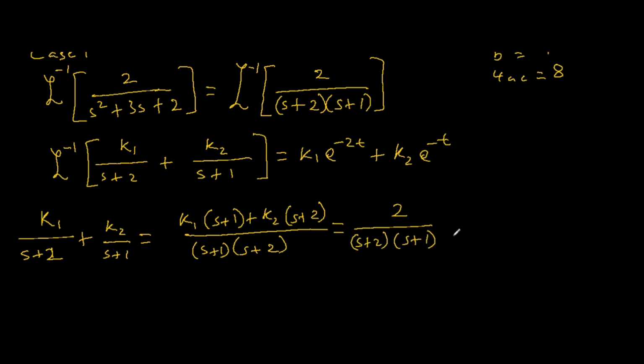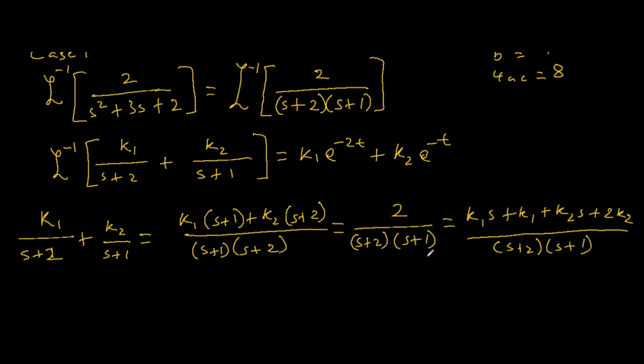Okay, so we have this being equal to that. This simply means that our numerators are equal, since the denominators are equal. The numerator on this left hand side is k1s plus k1 plus k2s plus 2k2. Since I have an equality sign here, I just include the denominator, (s plus 2)(s plus 1). Now we want to equate the numerators.